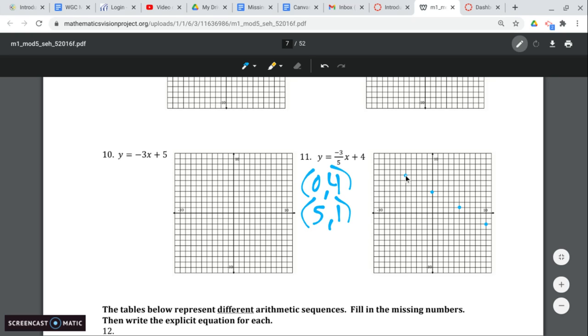There's another point. So is the point (3, 5) on this line? If we go over 3 and up 1, 2, 3, 4, 5, is that point there on the line? No, it's not on the line. But this is our line here.